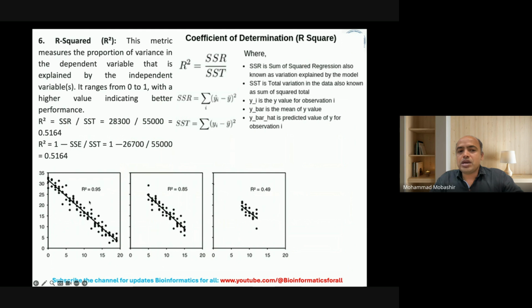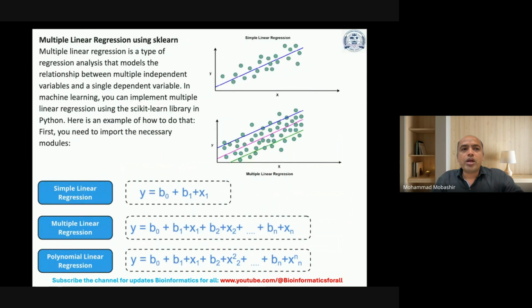So that means here 0.95 performs much better with respect to 0.85. The second figure, with respect to R square, is the lowest, so this is the least performing system. This is the best performing system. Now you can go for multiple linear regression by using different software, that is sklearn.